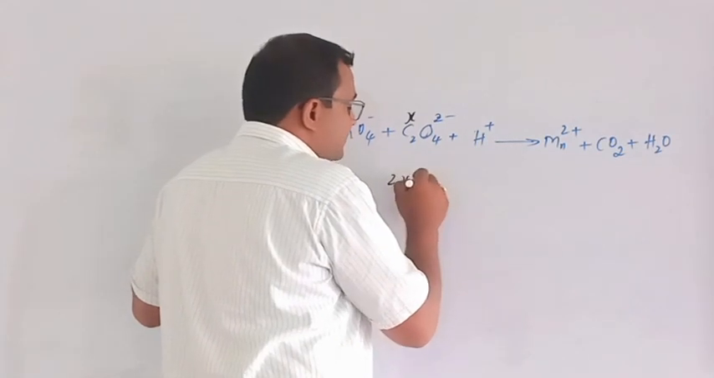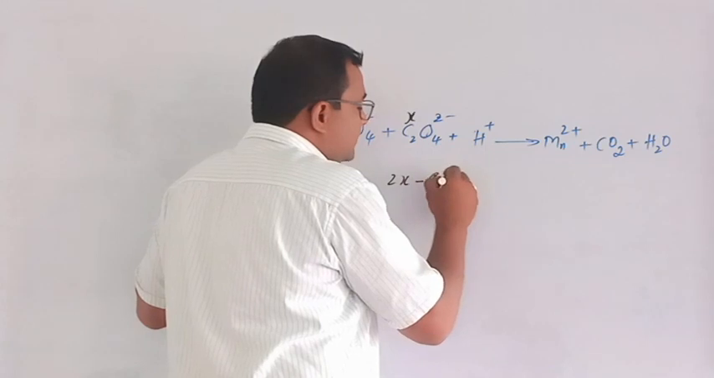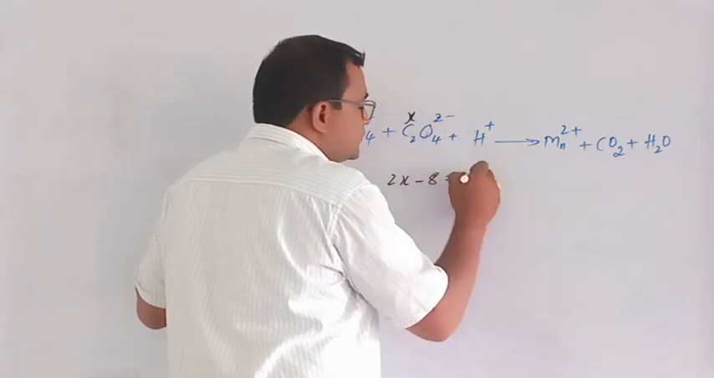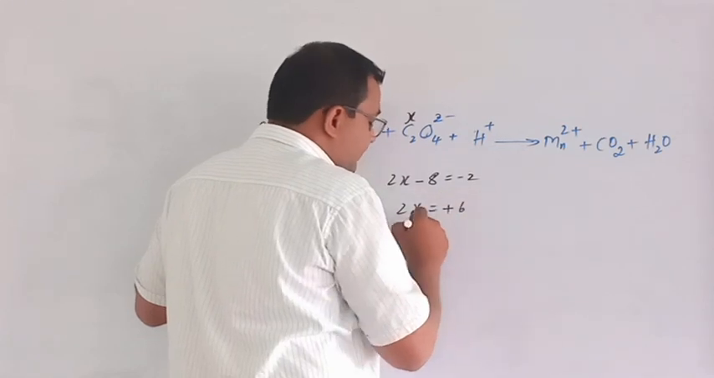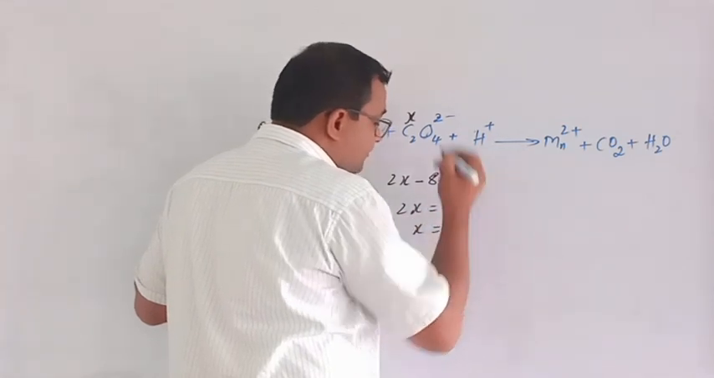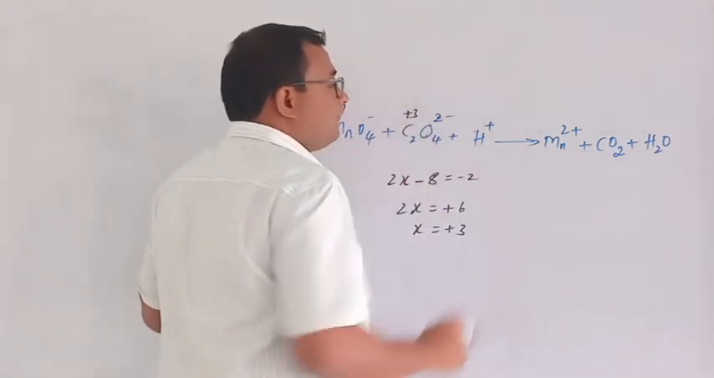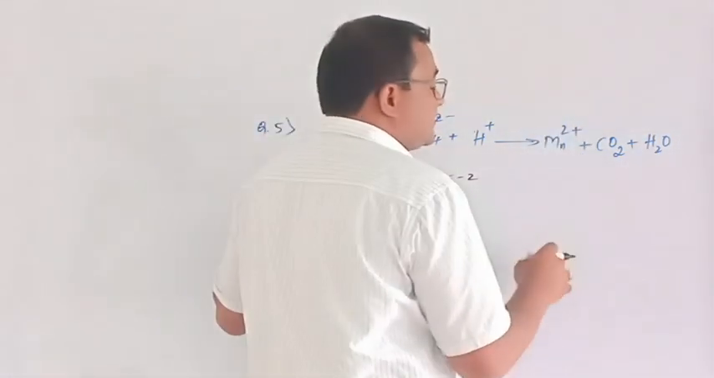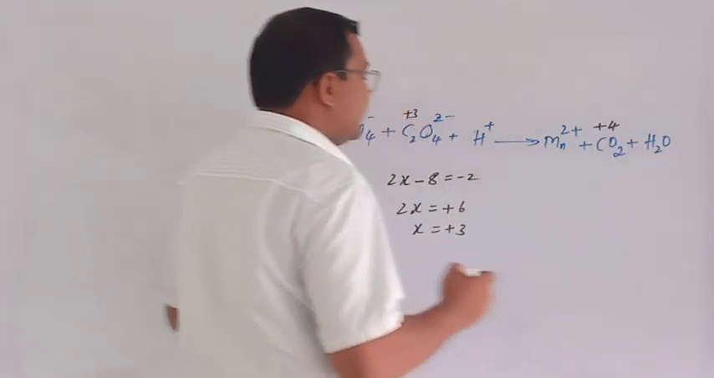So 2x minus 4 oxygens, so 8 is equal to the parent charges minus 2. 2x is equal to plus 6. x is equal to plus 3. Then we got plus 3. Then the charge is given. The charge of carbon in carbon dioxide is plus 4 if we calculate.